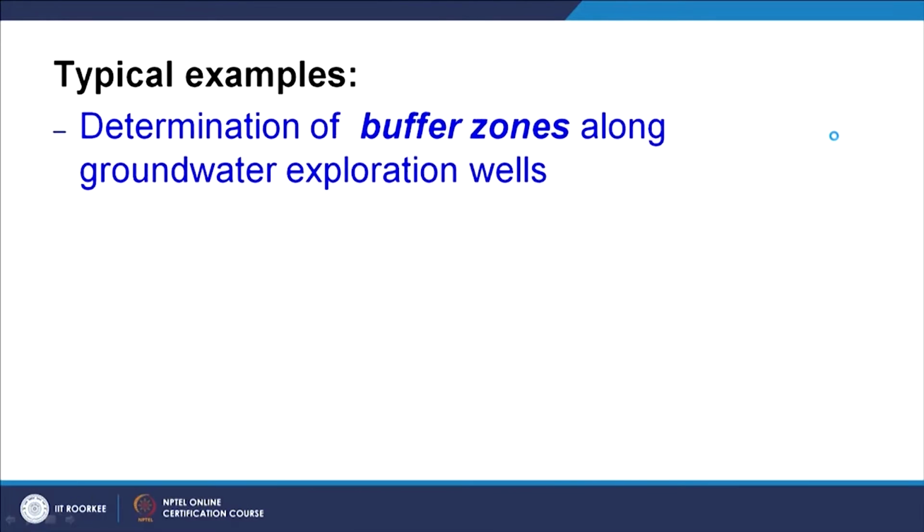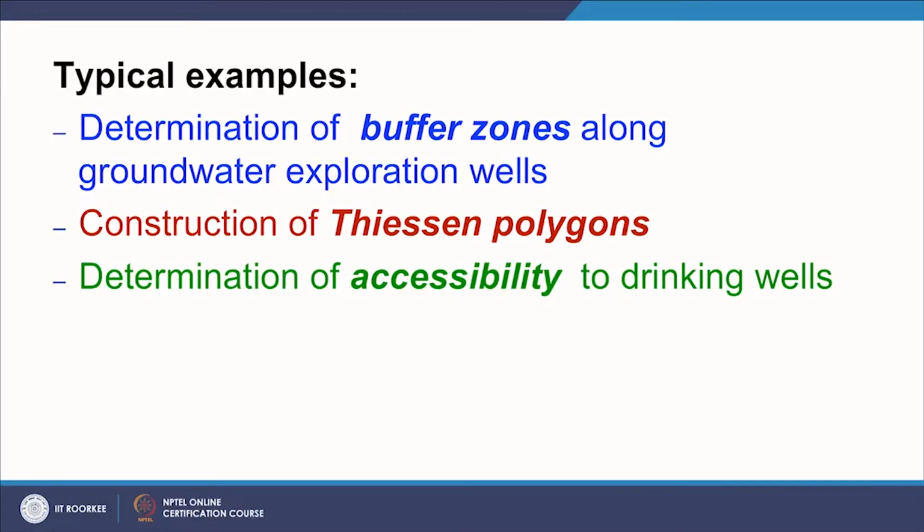Now, examples where buffering is done, some examples we have already discussed. So determination of buffer zones along groundwater exploration wells, that is also one possibility. Construction of Thiessen polygons, while discussing interpolations we have already discussed. Then determination of accessibility to drinking wells. In many scenarios, especially in villages, we have to do this analysis, that is, what is the distance the people have to travel to fetch water from a well. So that we can also analyze.